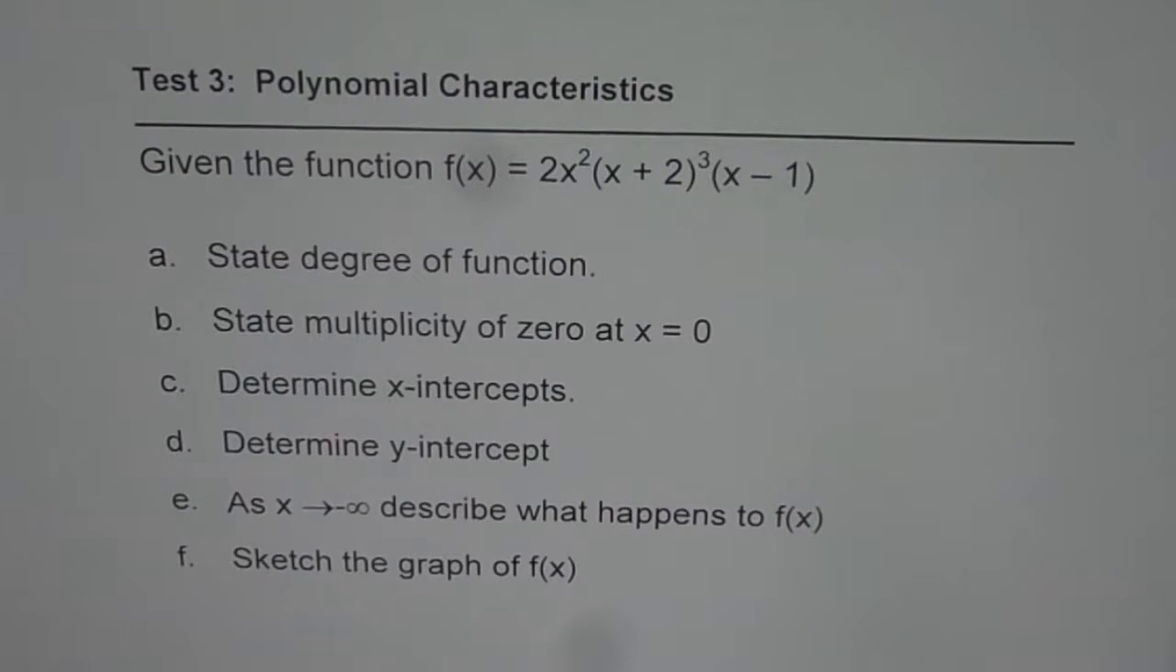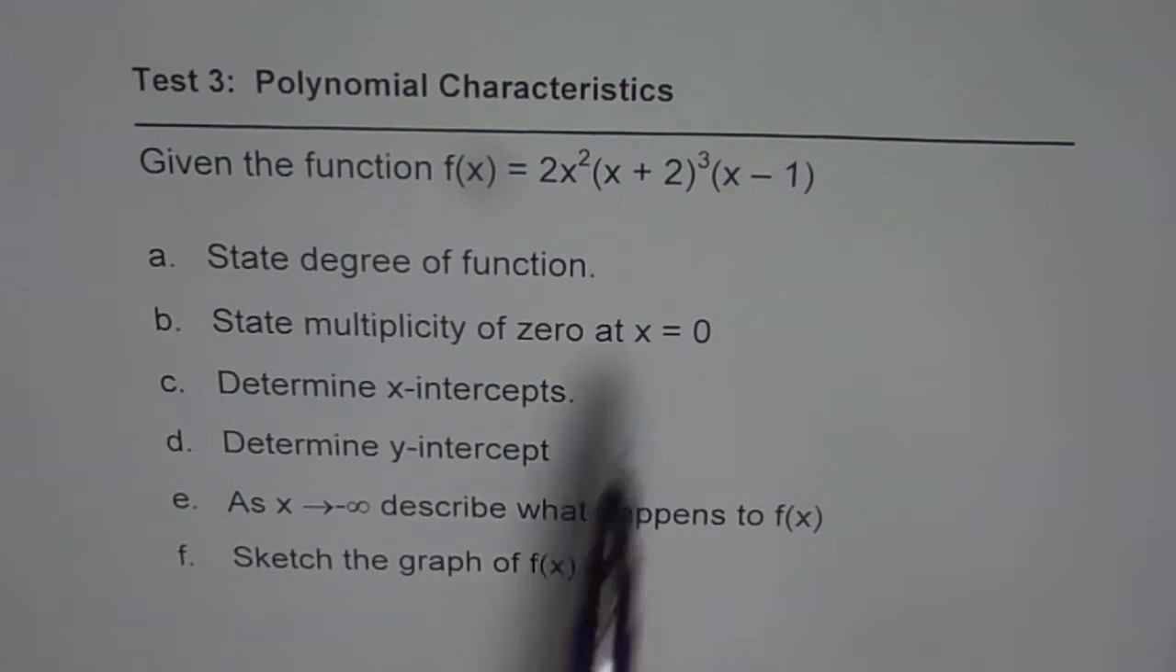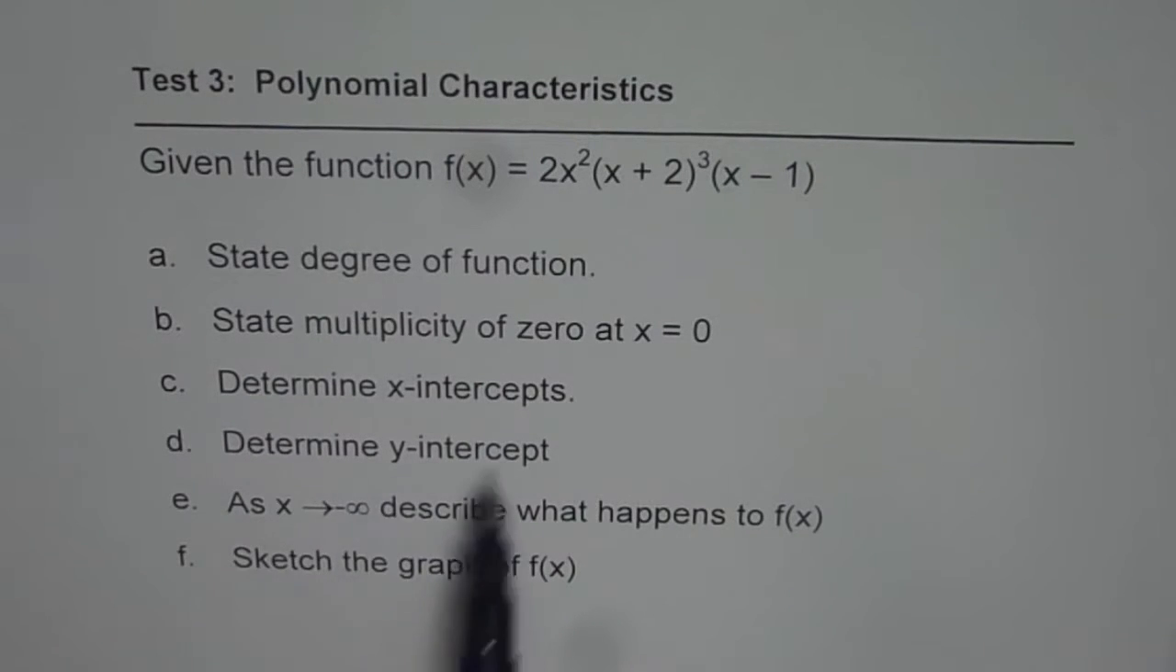Given the function f of x equals 2x squared times (x plus 2) cubed times (x minus 1), state the degree of the function, state the multiplicity of 0 at x equals 0, determine the x-intercepts, determine the y-intercept. As x approaches minus infinity, describe what happens to f of x, and sketch the graph of f of x. Now, this is how we should answer this question.